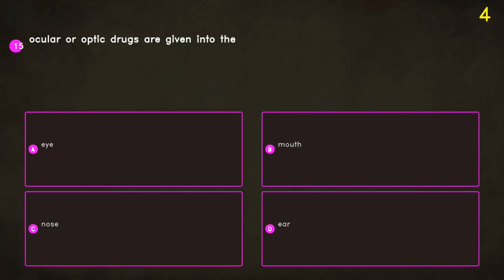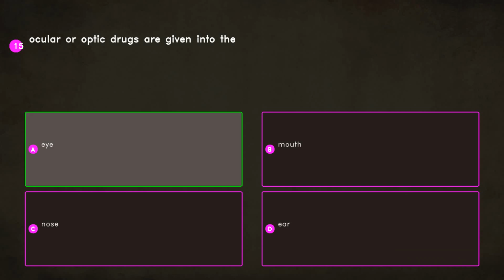Question 15. Ocular or optic drugs are given into the A. Eye. B. Mouth. C. Nose. D. Ear. The correct answer is A, eye.